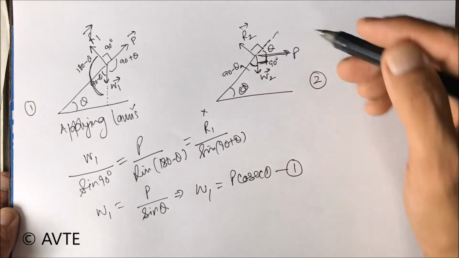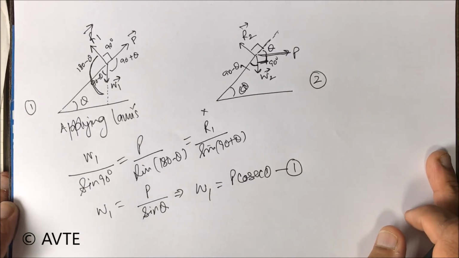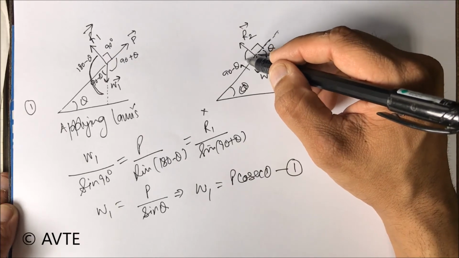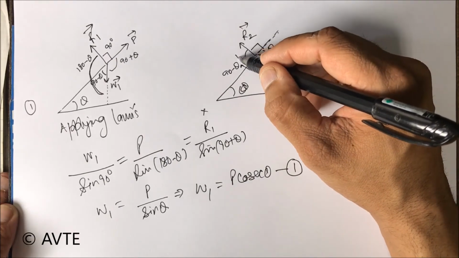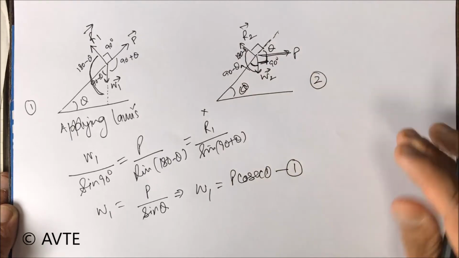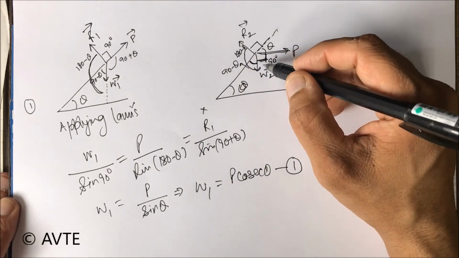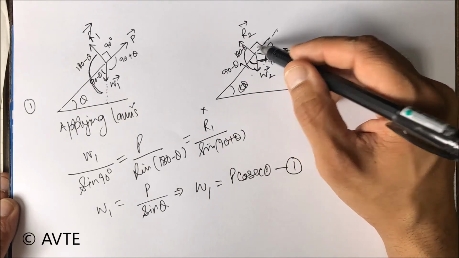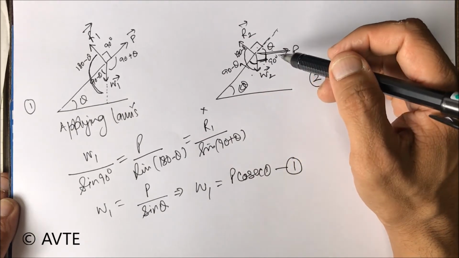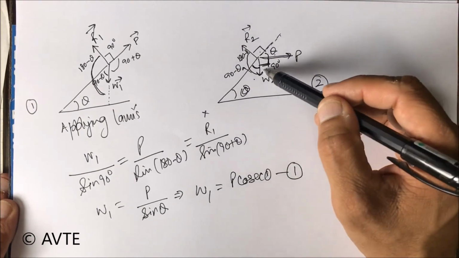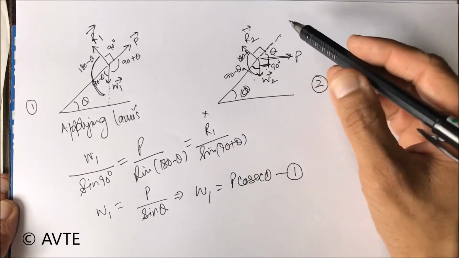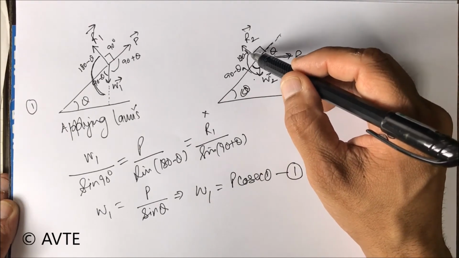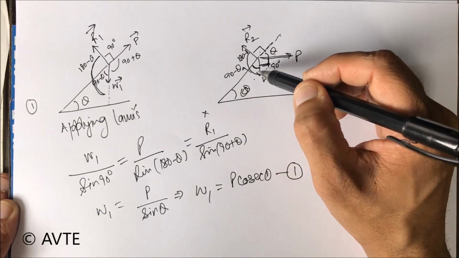So now, what will be this angle? This angle is also 180 minus theta, because this is 90, this is theta, this is 90 minus theta, and this is theta. So the angle between W2 and R2 is 180 minus theta, because this whole angle is coming 180 plus theta. If we subtract it from 360, it will be 180 minus theta.